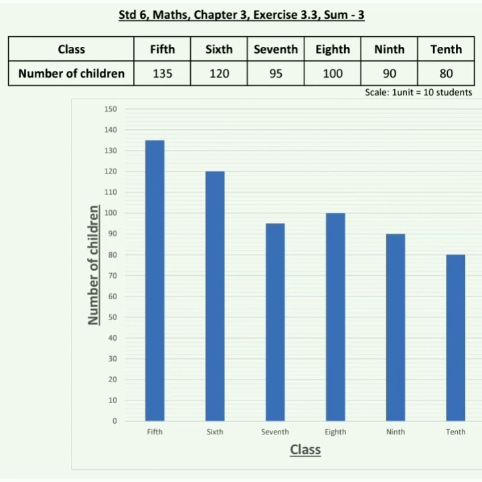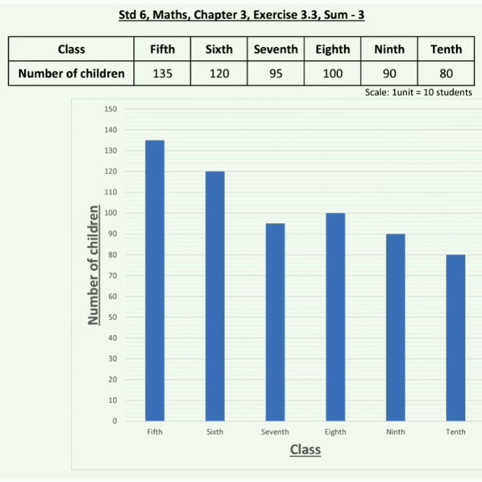For the 8th, the total number of children is 100. So draw a rectangle having a height of 100. For 9th, 90, and for 10th, 80. It is clear how to draw a graph. It is a bar chart. Okay.